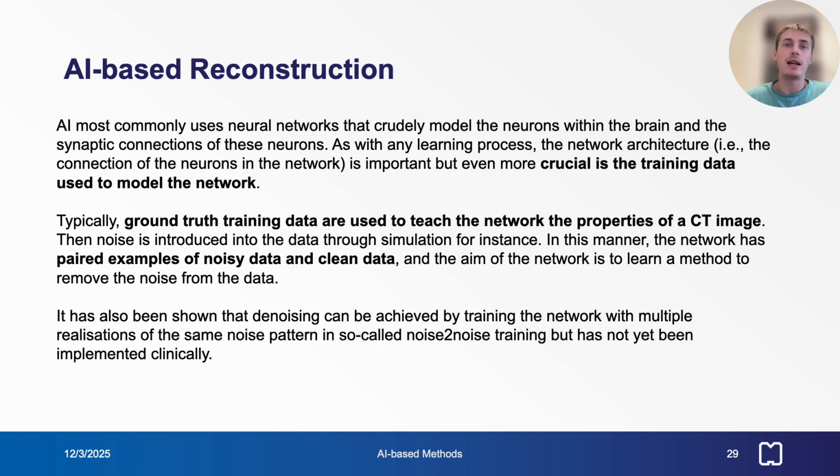Typically, ground truth training data are used to teach the network the properties of a CT image. Then noise is introduced into the data through simulation, for instance. In this manner, the network has paired examples of noisy and clean data. And the aim of the network is to learn a method to remove the noise from the data going between those two sets. So it has been shown that denoising can be achieved by training the network with multiple realizations of the same noise pattern in so-called noise-to-noise training, but this has not been yet clinically implemented.